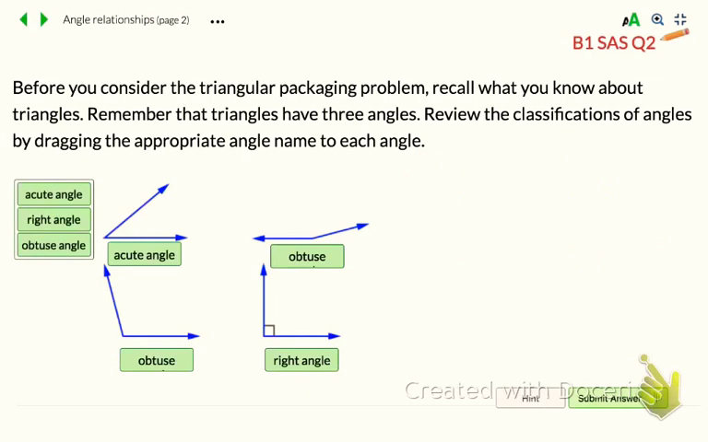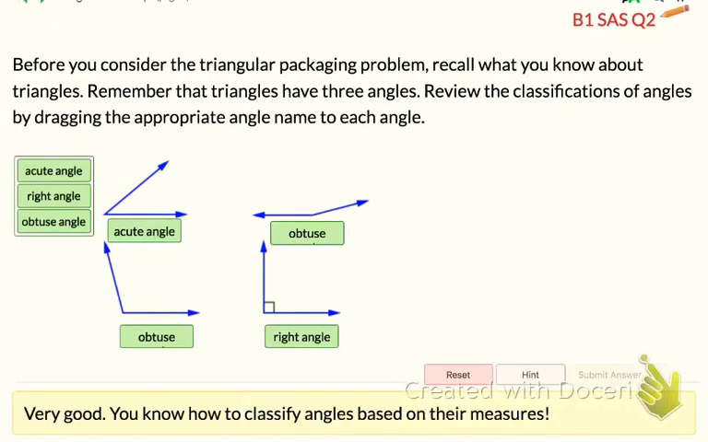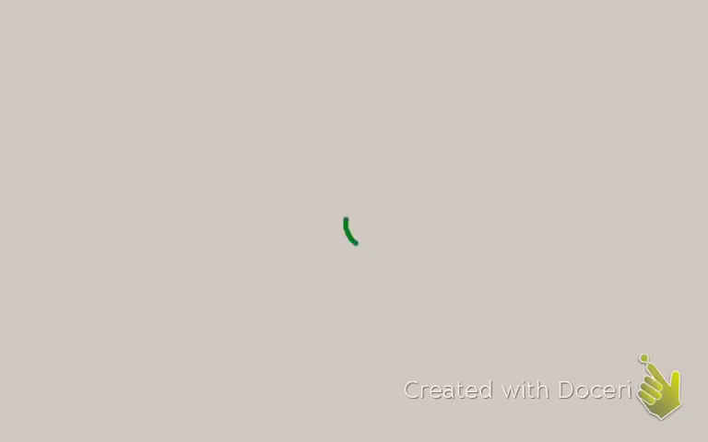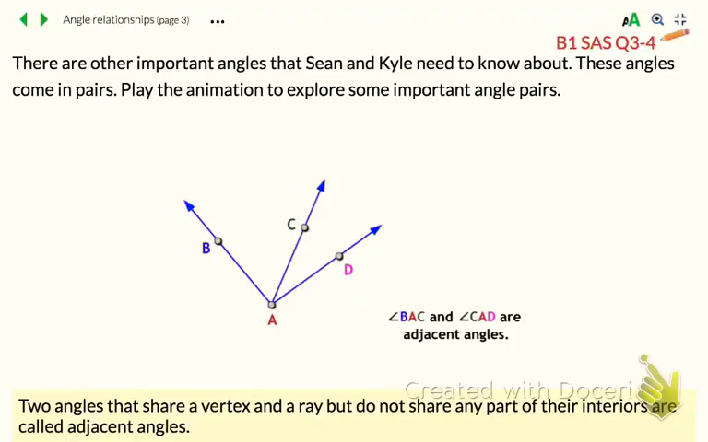So let's go ahead and check that. And when I submitted, it says, very good, you know how to classify these shapes. Okay, on to page 3.